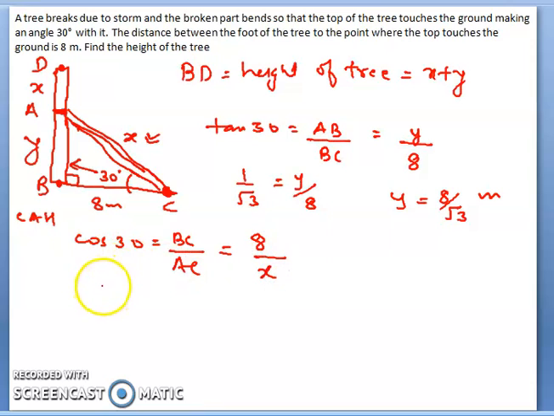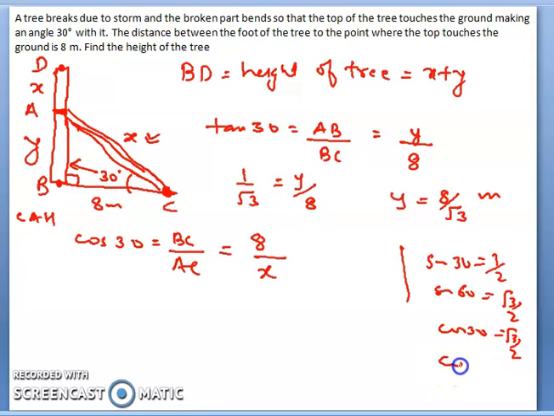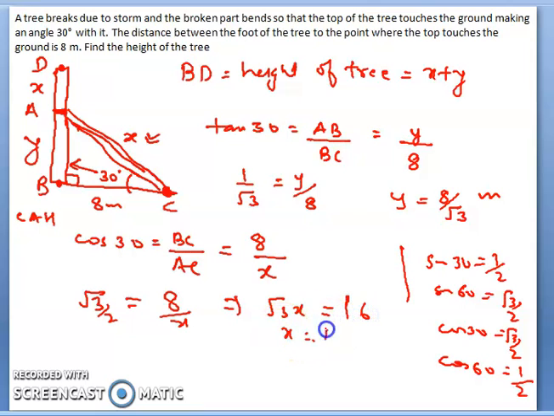Cos 30 is what? See, sin 30 we know is half, right? And sin 60 is root 3 upon 2. Similarly, we can write cos 30 is root 3 upon 2, and cos 60 is half. So here we have to use cos 30, which is root 3 upon 2 equal to 8 upon x. We'll just cross multiply in order to get the value. Root 3 x is equal to 16. So x is equal to 16 upon root 3 meter.